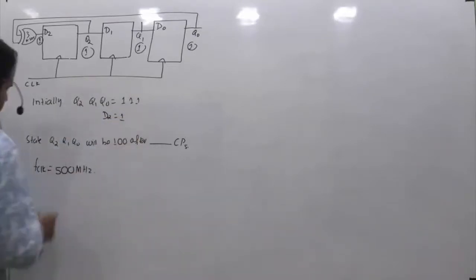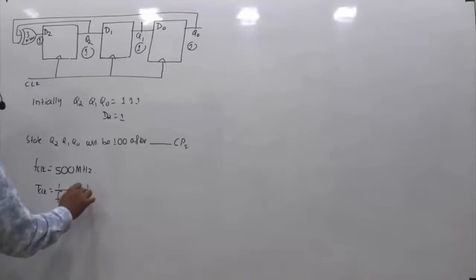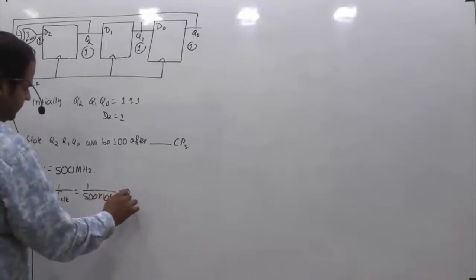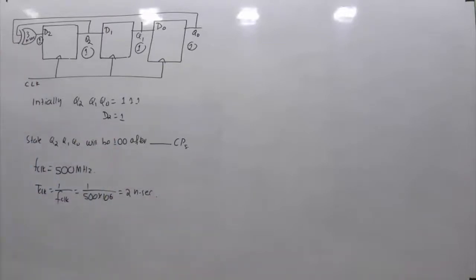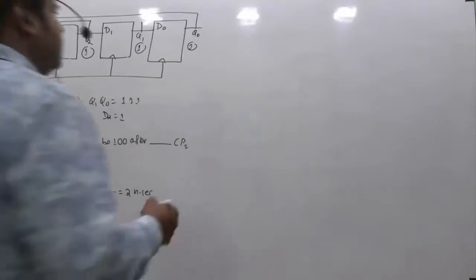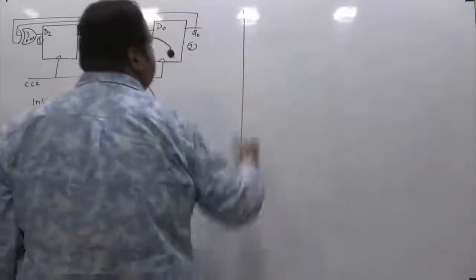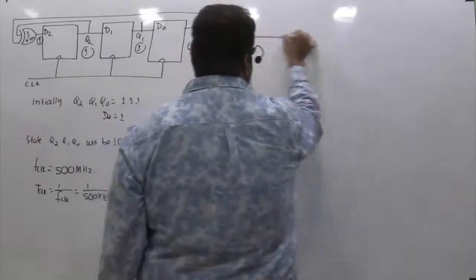If f clock equals 500 megahertz, then t clock equals 1 by f clock. So that is 1 by 500 into 10 power 6. So this happens to be 2 nanoseconds. So the t clock is 2 nanoseconds. So clock period is 2 nanoseconds, clock frequency is 500 megahertz. So I'll be plotting the waveforms, which will give very crystal clear pictures.